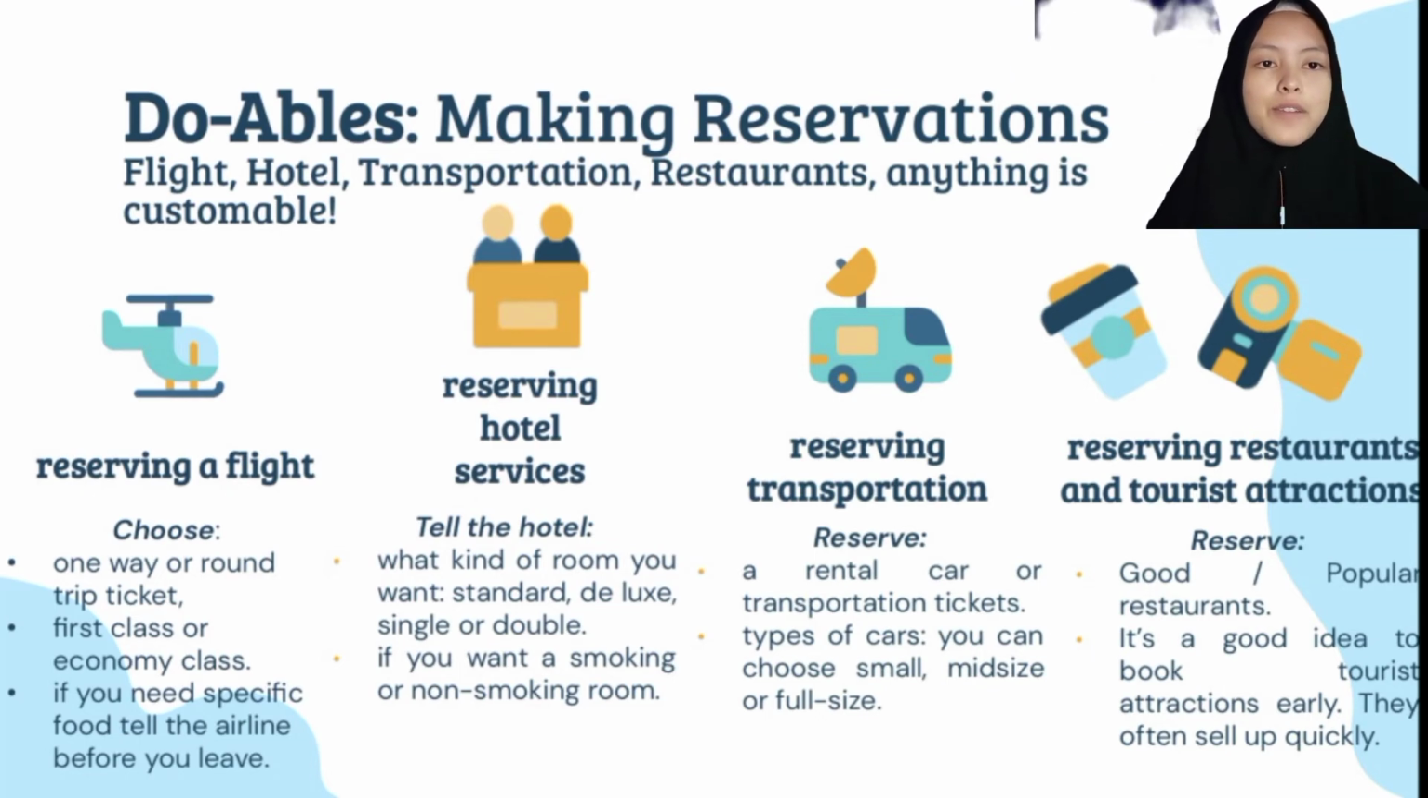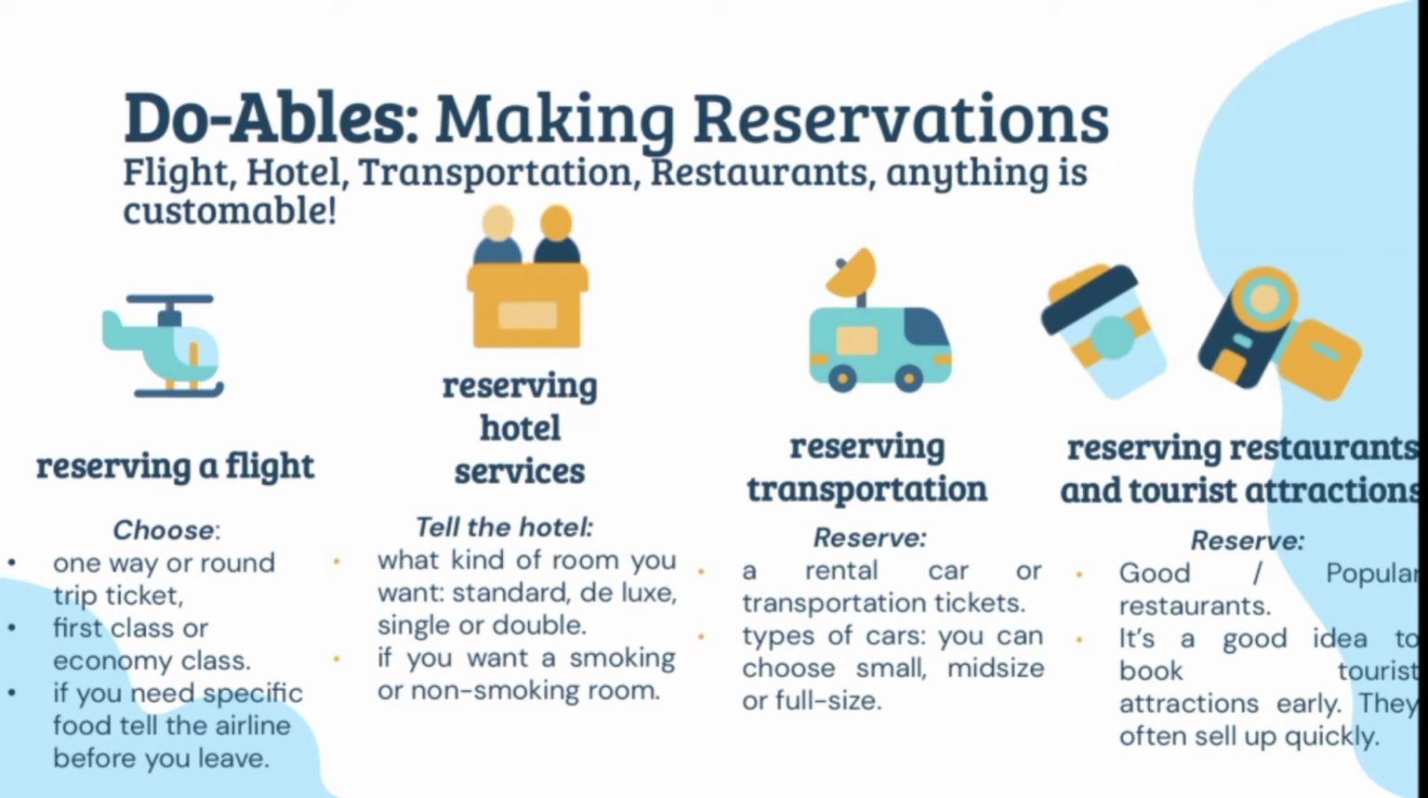And then if the reservation is regarding hotel services, you can tell the hotel these things. The first one is what kind of room you want. Will it be standard, deluxe, single, or double? You can tell the hotel that also. And another thing is that if you want a smoking or non-smoking room, you can also reserve that at the hotel.